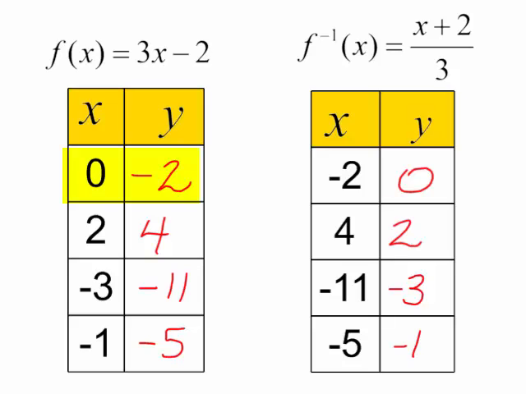I have the ordered pair (0, -2). The inverse has a point (-2, 0). The point (2, 4) is an ordered pair on the function. The point (4, 2) is an ordered pair on the inverse function. Also notice that the domain of the function is the range of the inverse of that function, and the range of the function is the domain of the inverse of that function.